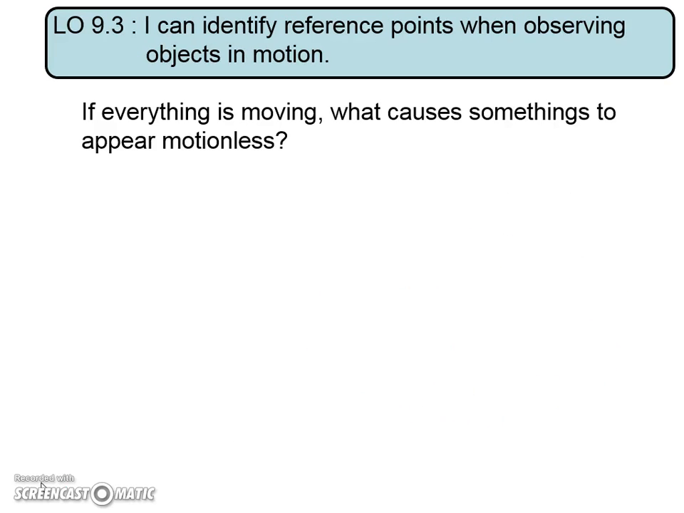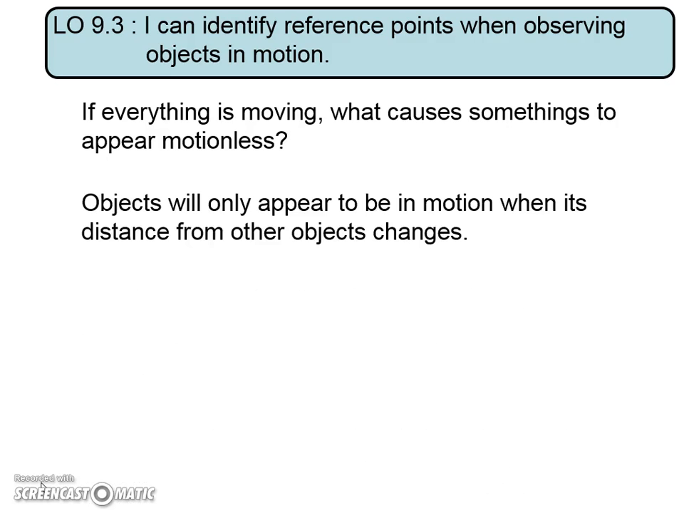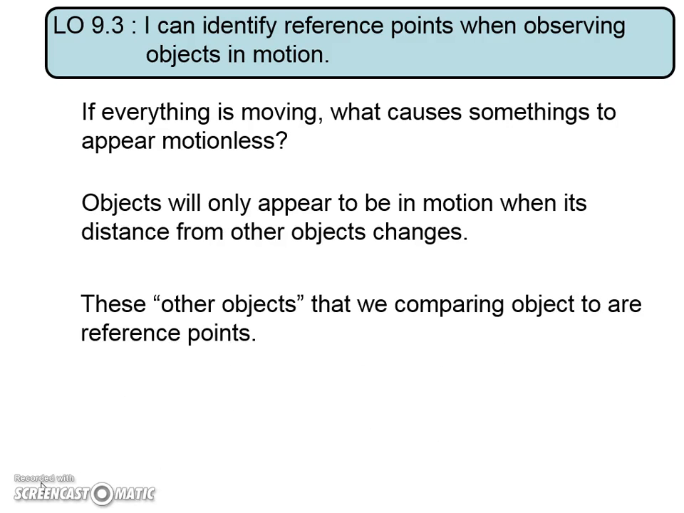This brings up the question, if everything is moving, what causes some things to appear motionless and others to appear to be moving? Objects will only appear to be in motion to us when their distance from other objects change. These other objects that we're referring to are reference points.